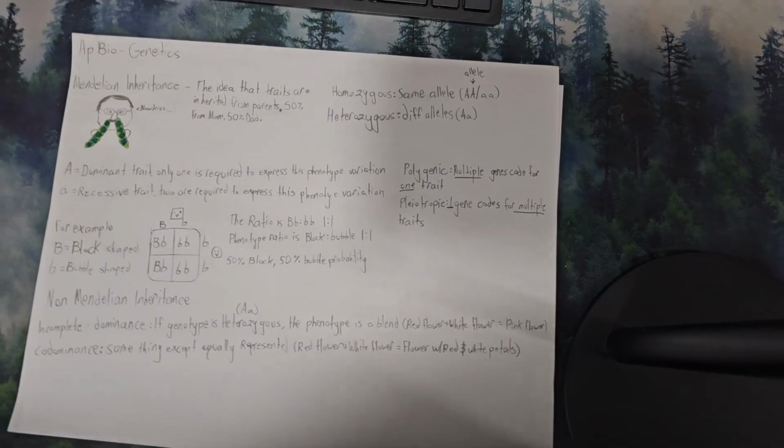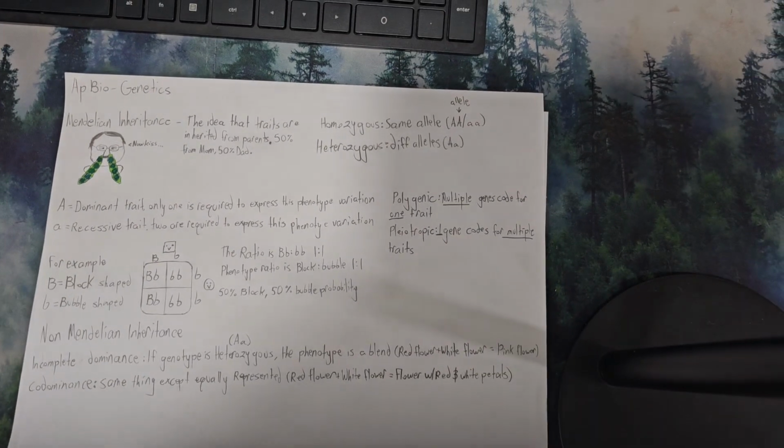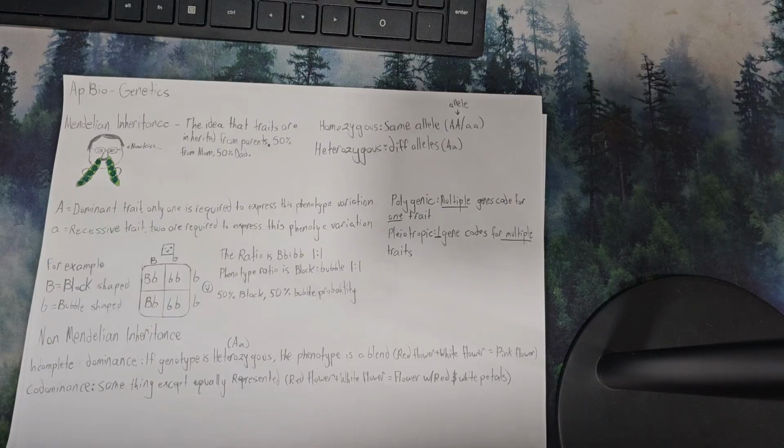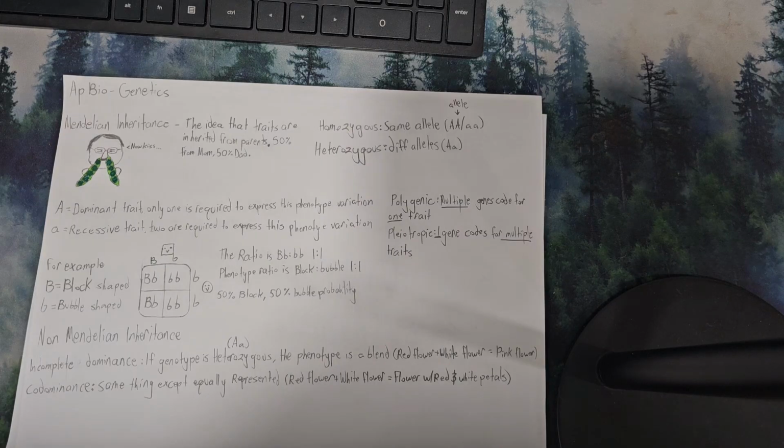All right, let's talk AP Biology genetics. So, there's a general idea called Mendelian inheritance. Mendelian inheritance is this idea derived from this guy named Gregory Mendel, who made a bunch of peas basically have sex, and he found out that traits are inherited from parents. 50% from mom, 50% from dad.